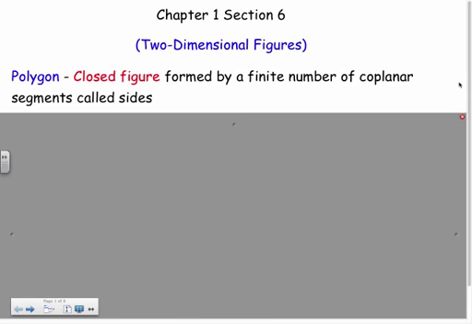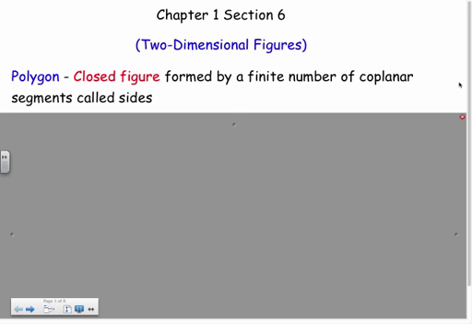Two-dimensional figures. Two-dimensional means I can draw it flat on a piece of paper. These are flat, not 3D. One of our two-dimensional figures we like to call polygons. That's kind of our general term for it. A polygon is a closed figure formed by a finite number of coplanar segments called sides. Coplanar, they're on the same plane, that just makes it two-dimensional.